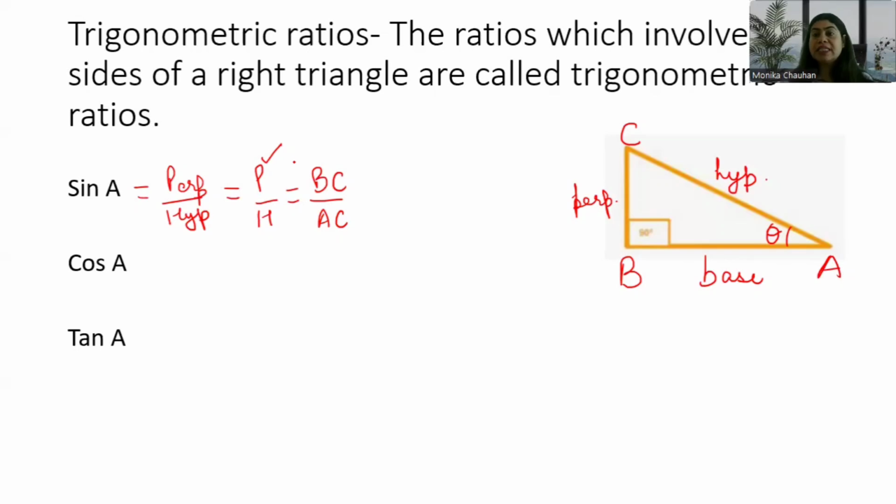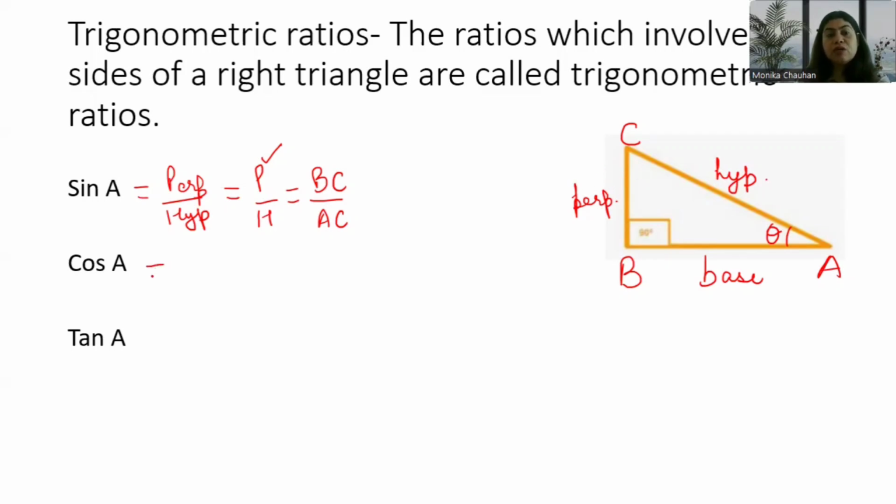This will help you. Your AC, BC, everything will change according to the question. Sometimes they say the right angle is at A, or the right angle at C, then it will change, but your perpendicular and hypotenuse will remain the same. So suppose this is your sine A, perpendicular upon hypotenuse. This is the ratio of these two sides.